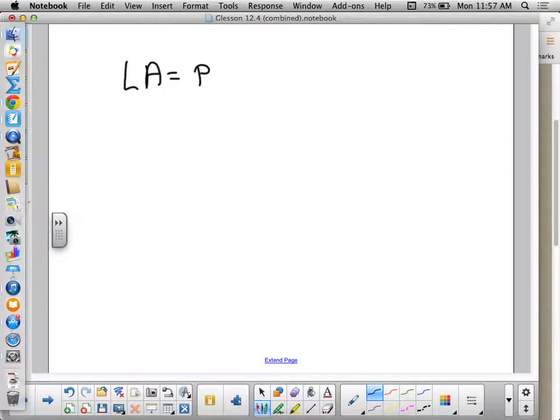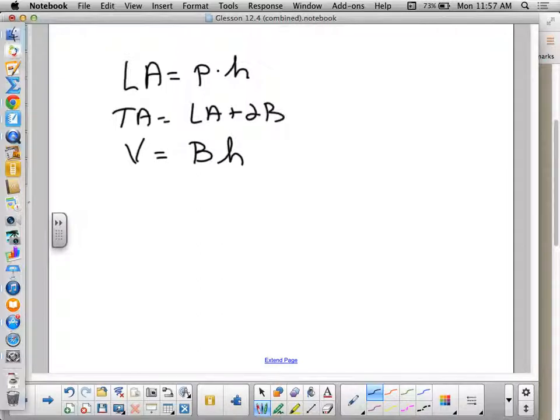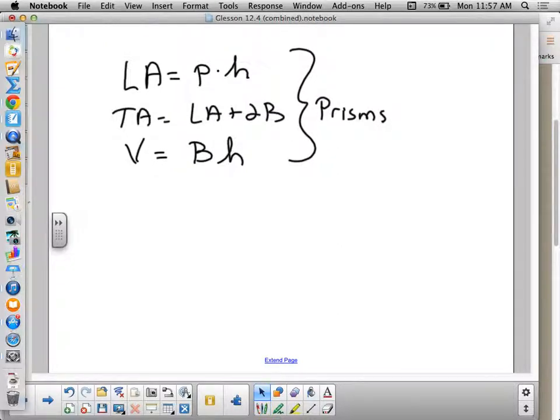Lateral area is perimeter of the base times the height. Total area is lateral area plus 2 bases. Volume equals base area times height. Those are my key formulas for this. You probably want to know those. And again, these apply for prisms. For pyramids, we will have different formulas for the same types of measurements. But our quiz here only goes through prisms.